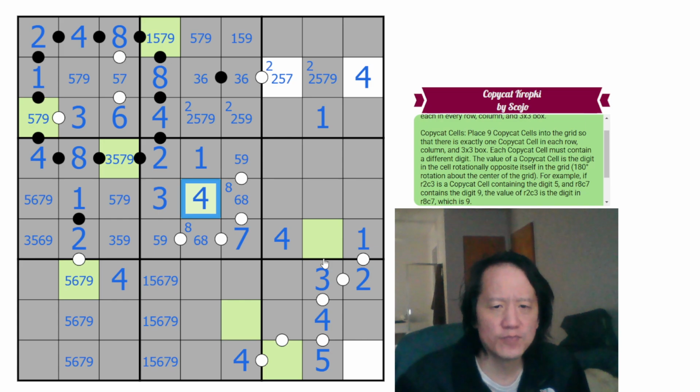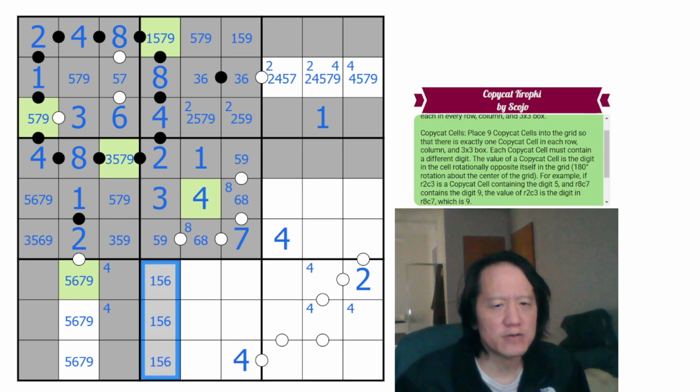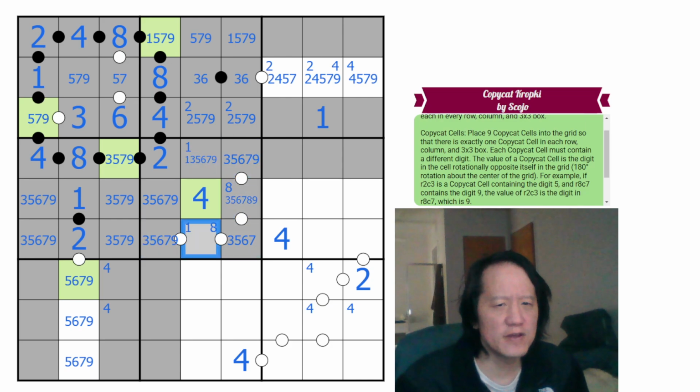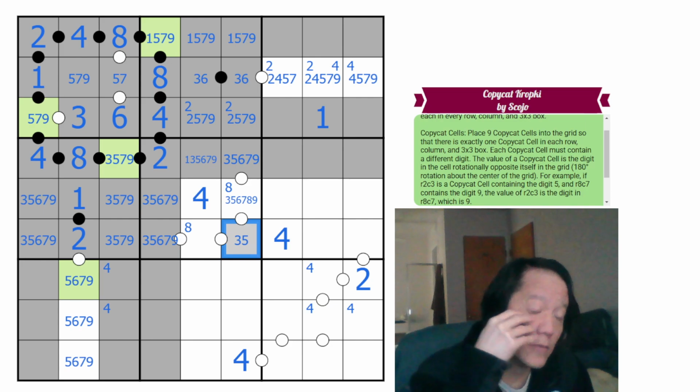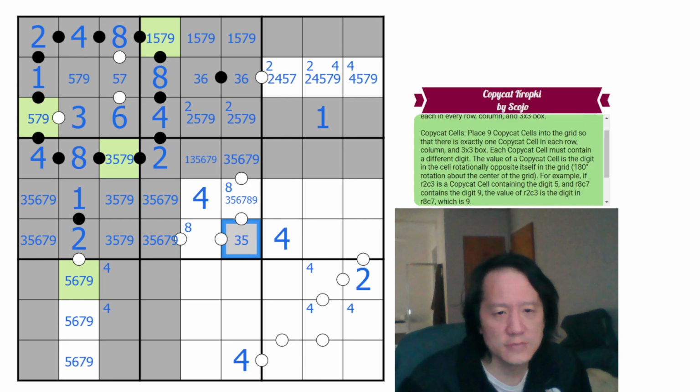That's not good. Hmm. Maybe it's the central box that we're making a mistake on. I think the logic checks out there, but maybe it's not. I don't know. Interesting.